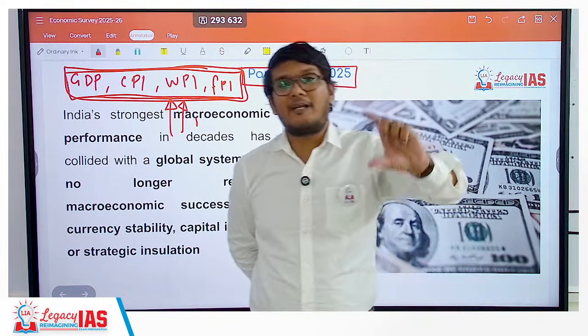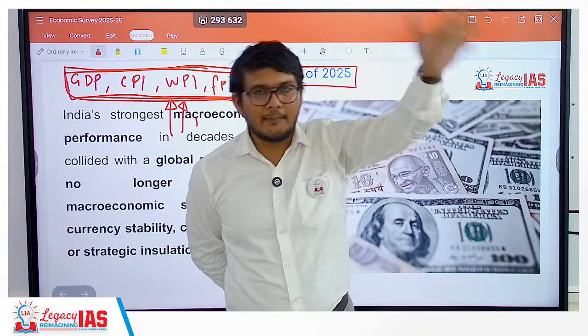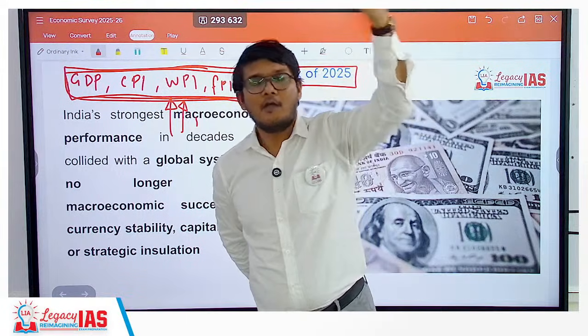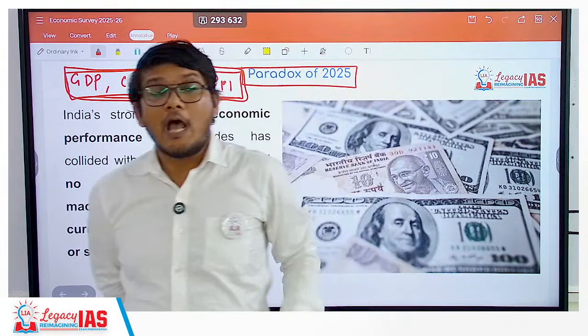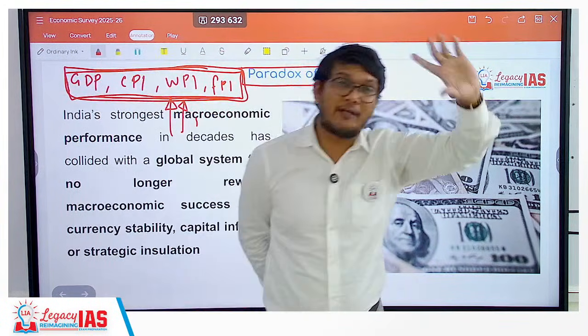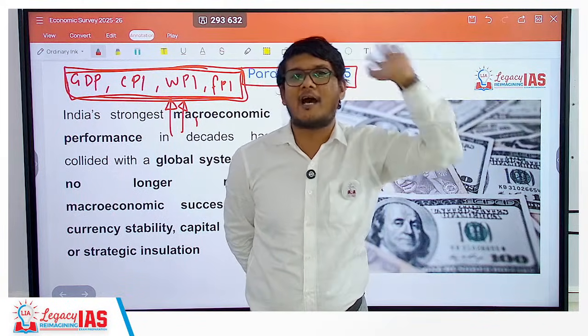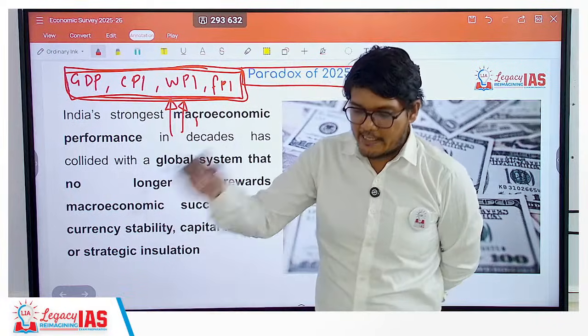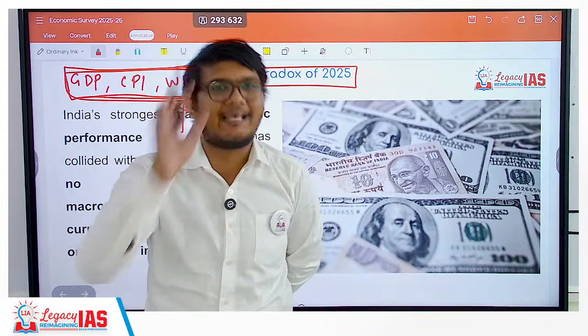The artificial exaggeration of the demand or the sentiments with respect to imaginative money, that is being rewarded. High risk, high reward, Bitcoin, cryptocurrencies, all those things are being rewarded, whereas the fundamentals are not being rewarded at a time when India is excelling in them.